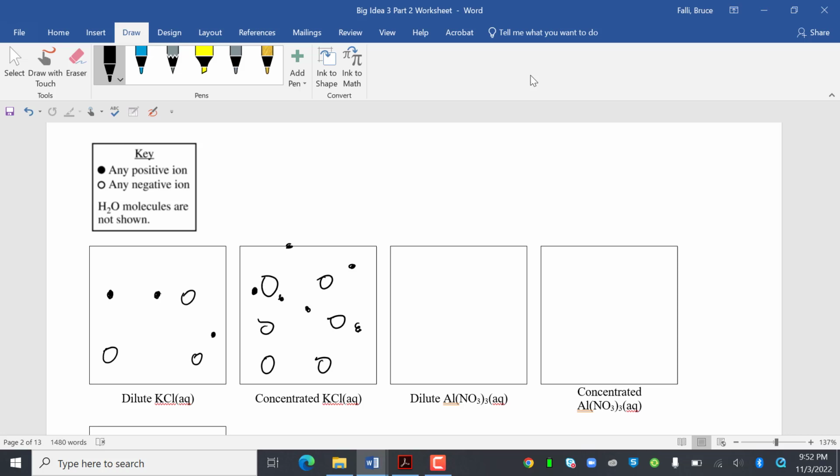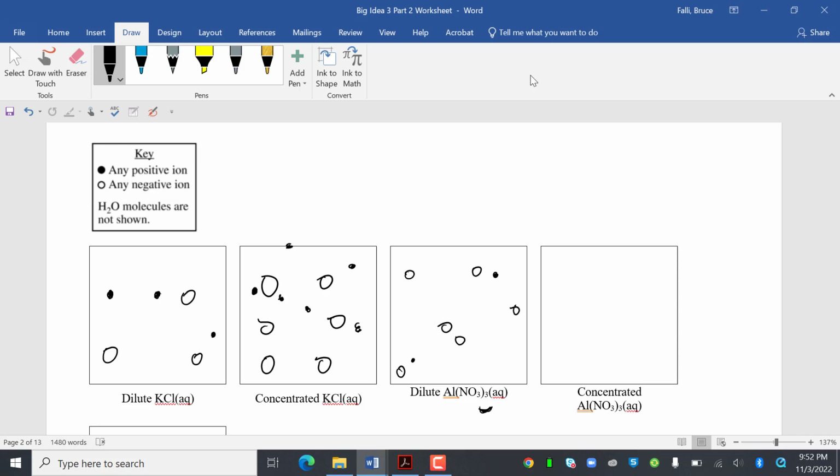Dilute AlNO3. So Al is the dot, so I'm doing my dots with 1, 2, and then because I have 3 of these, right, I need to have 6 negative ions. 1, 2, 3, 4, 5, 6. Uh-oh, these 2 touched. So it got all kinds of crazy.